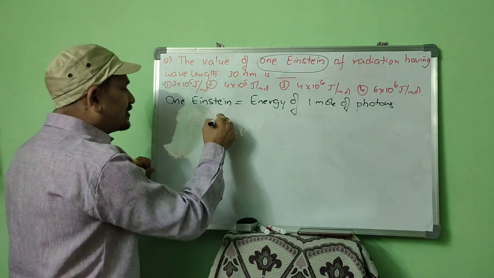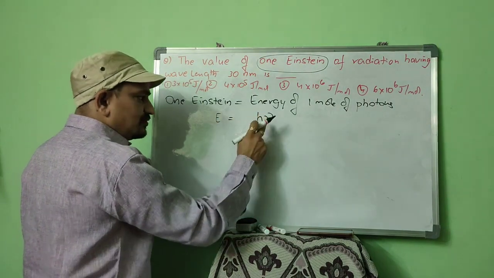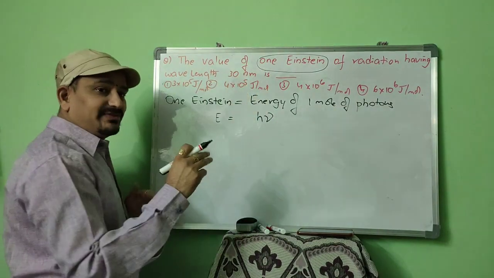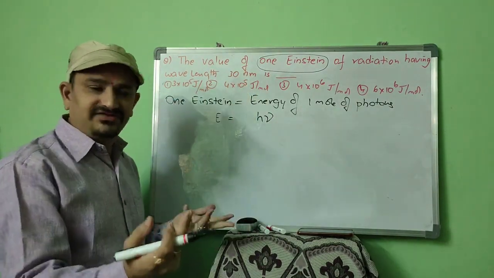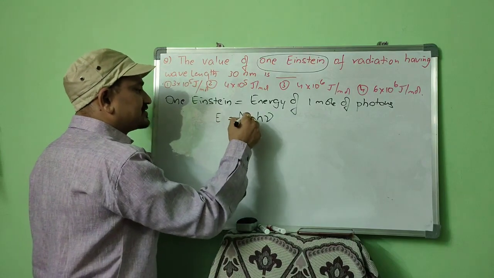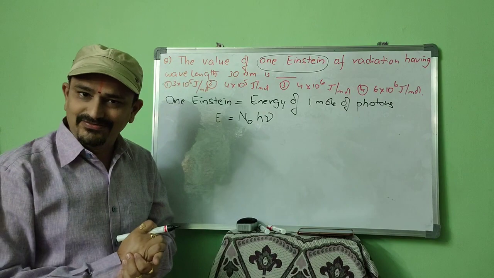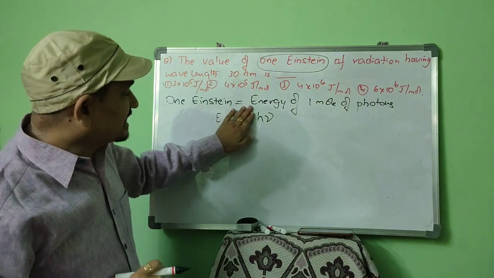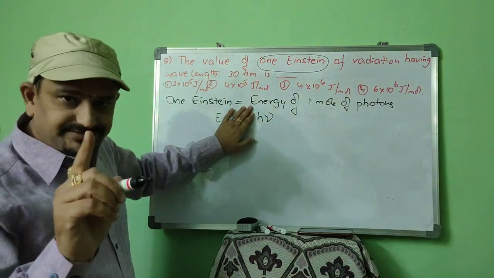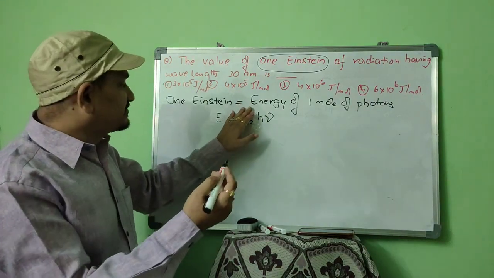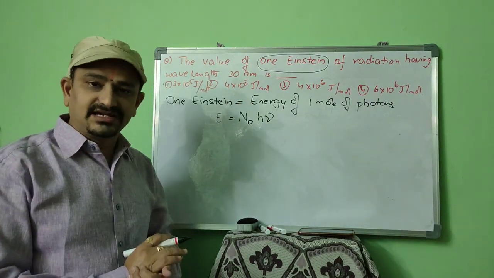Okay. In E equals to h nu, you know that h nu is energy of 1 photon. But 1 mole of photon means Avogadro number of photons. You are aware of the point. So, E is equals to Avogadro number of photons times h nu. This is the relation we have to use now. You got it? That h nu stands for energy of 1 photon. But Einstein is nothing but energy of 1 mole of photons. That's why Avogadro number of photons I am calculating.